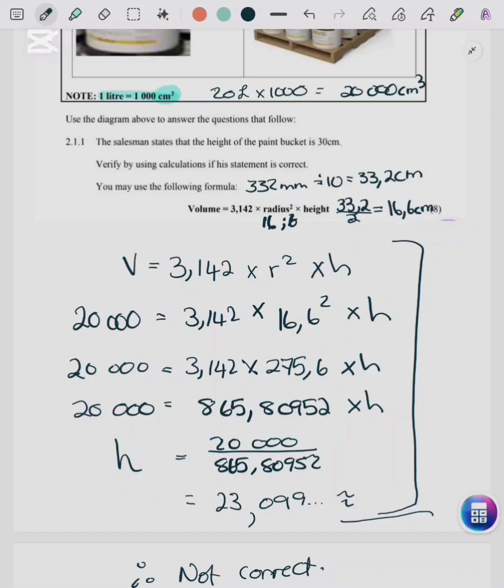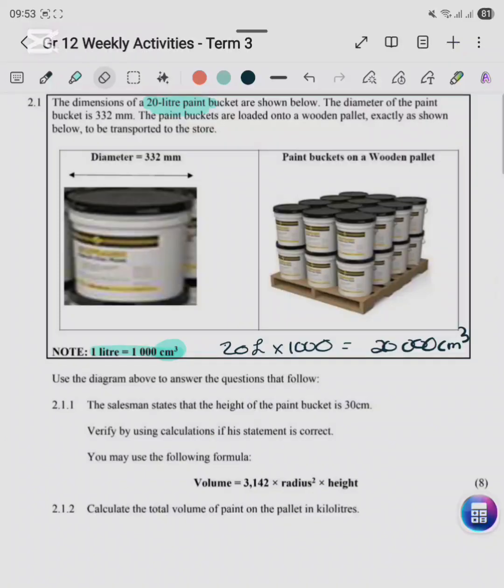Right, let's look at number 2. So question 2.1.2 starts with calculate the total volume of the paint on the palette in kiloliters.